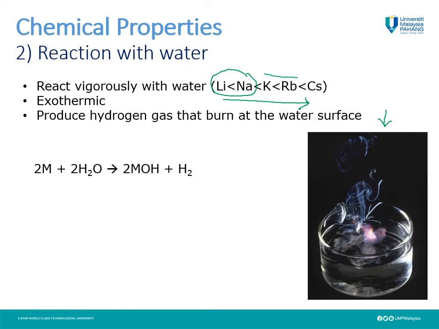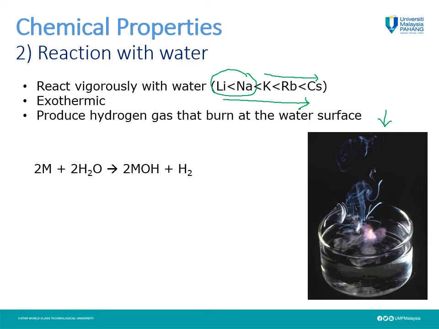For potassium, rubidium, and cesium, it will react more vigorously and it can burn the gas directly on the surface, giving a light of fire on top of the reaction.